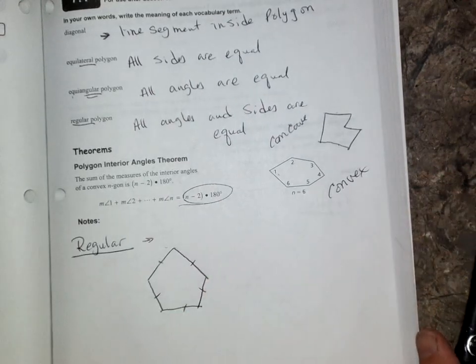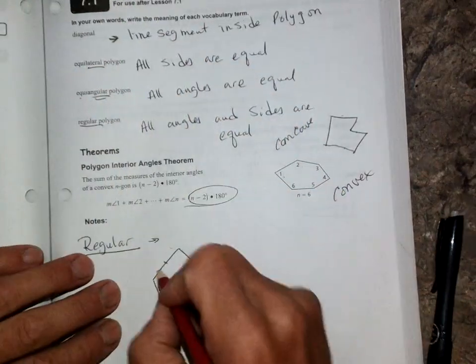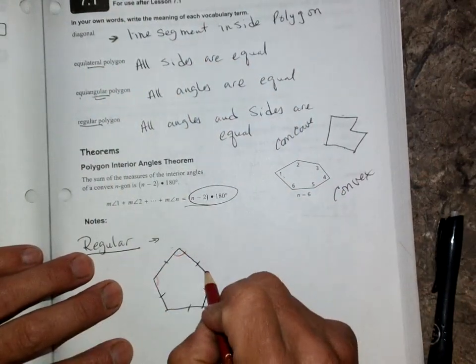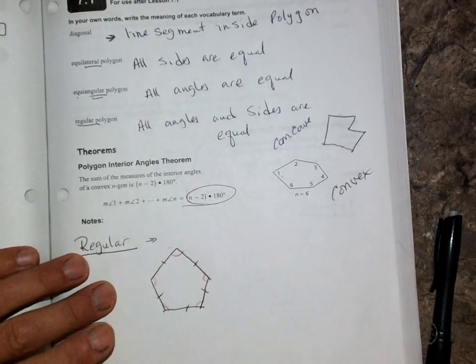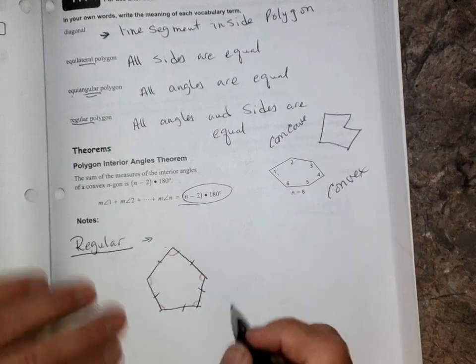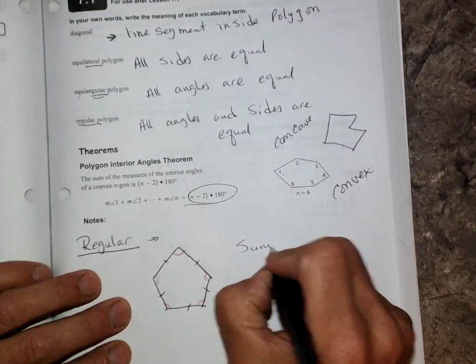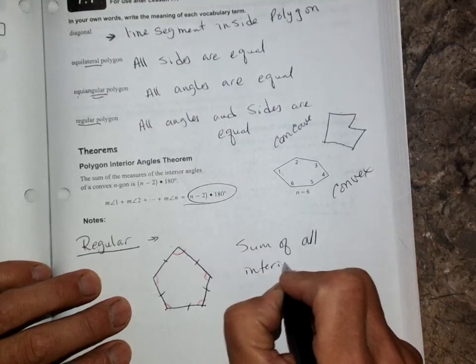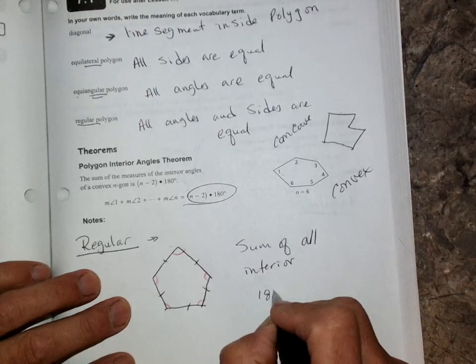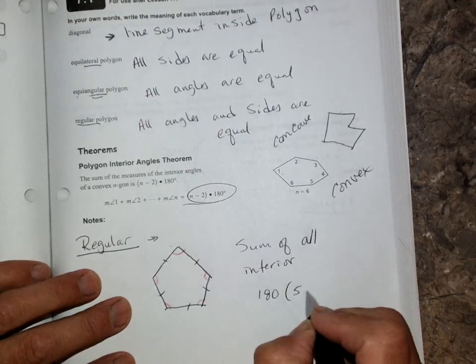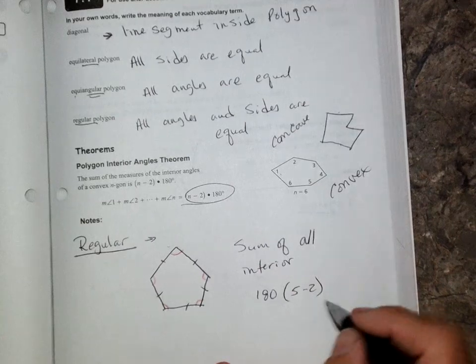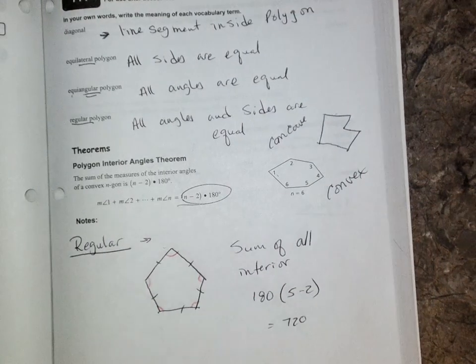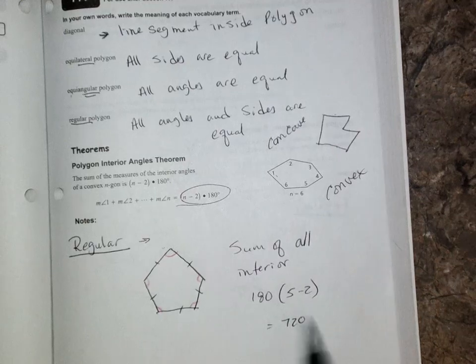And because it's regular, we can also say that this angle is equal to this angle, which is equal to this angle, which is equal to this angle, which is equal to this angle, okay? So far, so good, right? Now, if that's the case, then we can find the sum of all interior angles, which would be, let's use our formula, 180 times 5 minus 2, which we got to be 720 degrees, right? Add them up. Just use your calculator, and you get 720 degrees.